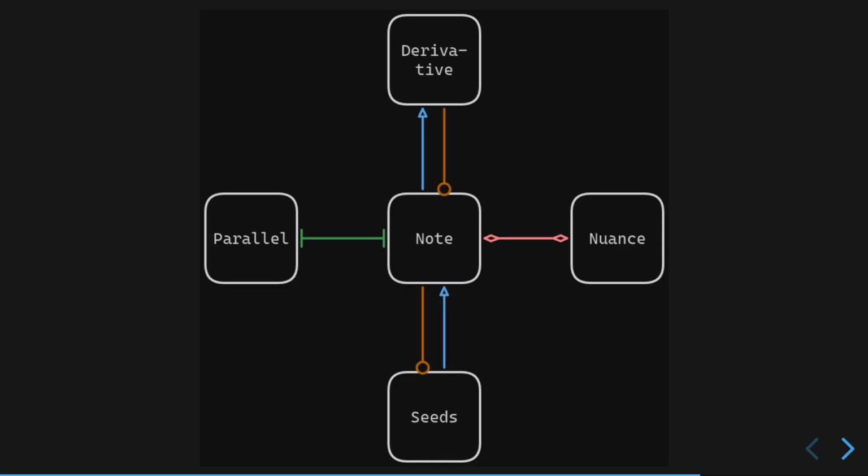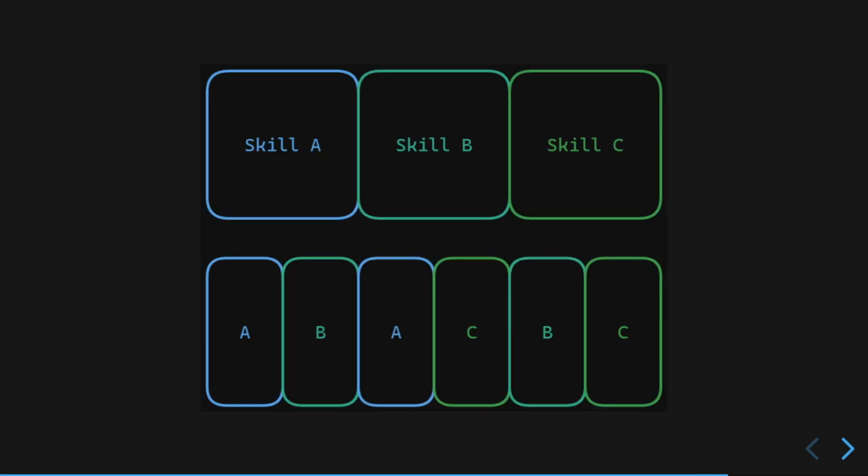I keep four kinds of relevant connections in my notes: seeds for whatever concepts inspired or preceded the current one, derivatives for extensions of the concept, parallels for similar ideas in different areas of life, and nuances for seemingly contradictory concepts. This model has given me a richly connected vault of ideas that relate to one another all across my various hobbies and interests. This principle of interconnectivity extends beyond the written medium.